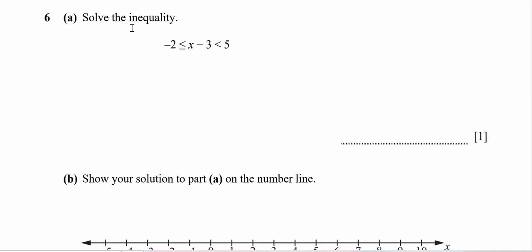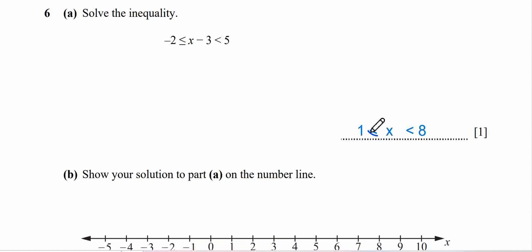Question 6. Solve the inequality. -2 is smaller than or equal to x minus 3, which is smaller than 5. So 10 seconds from now. 10, 9, 8, 7, 6, 5, 4, 3, 2, 1. Are you done? Let's reveal the answer. If not, you may pause this video for a while. So here we go. This is our answer.